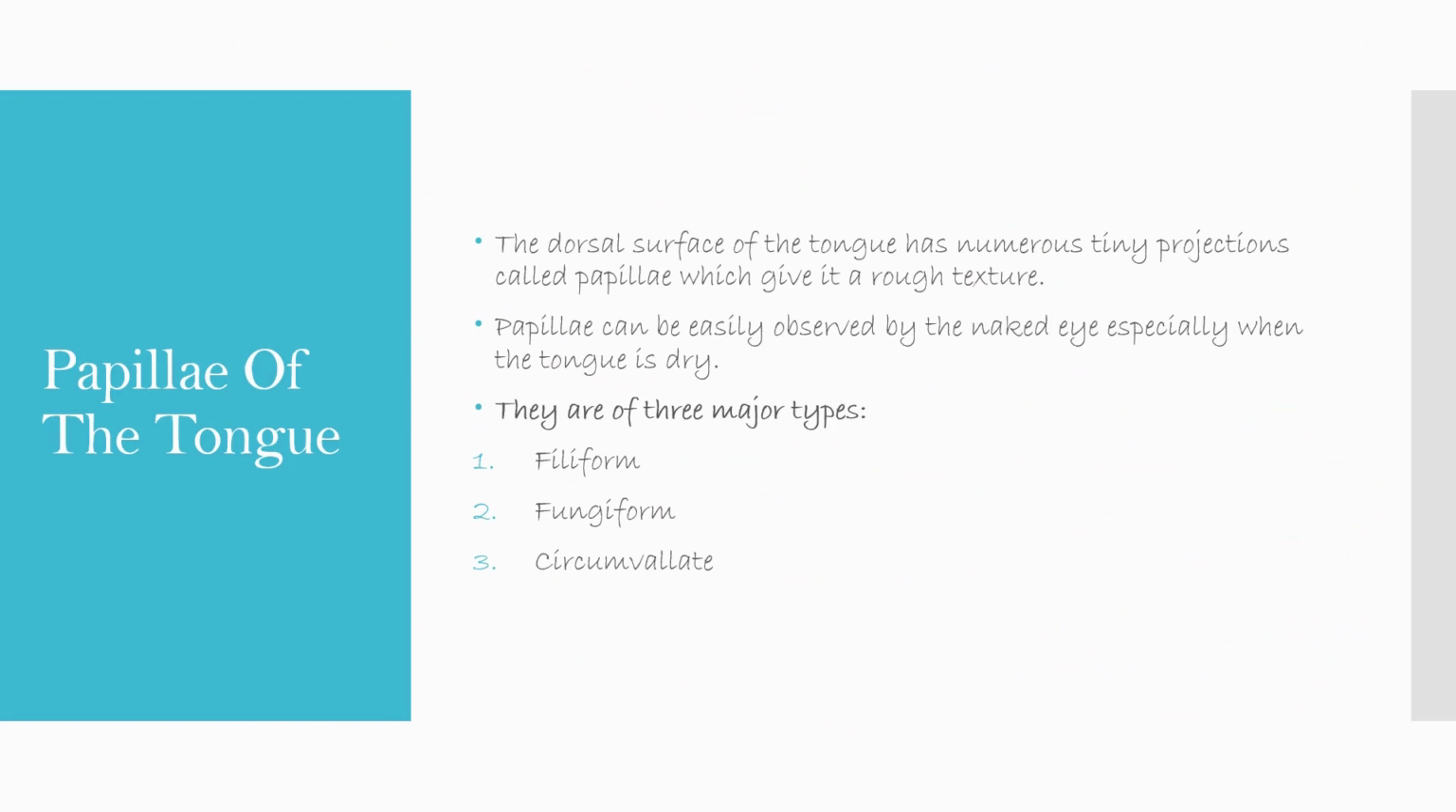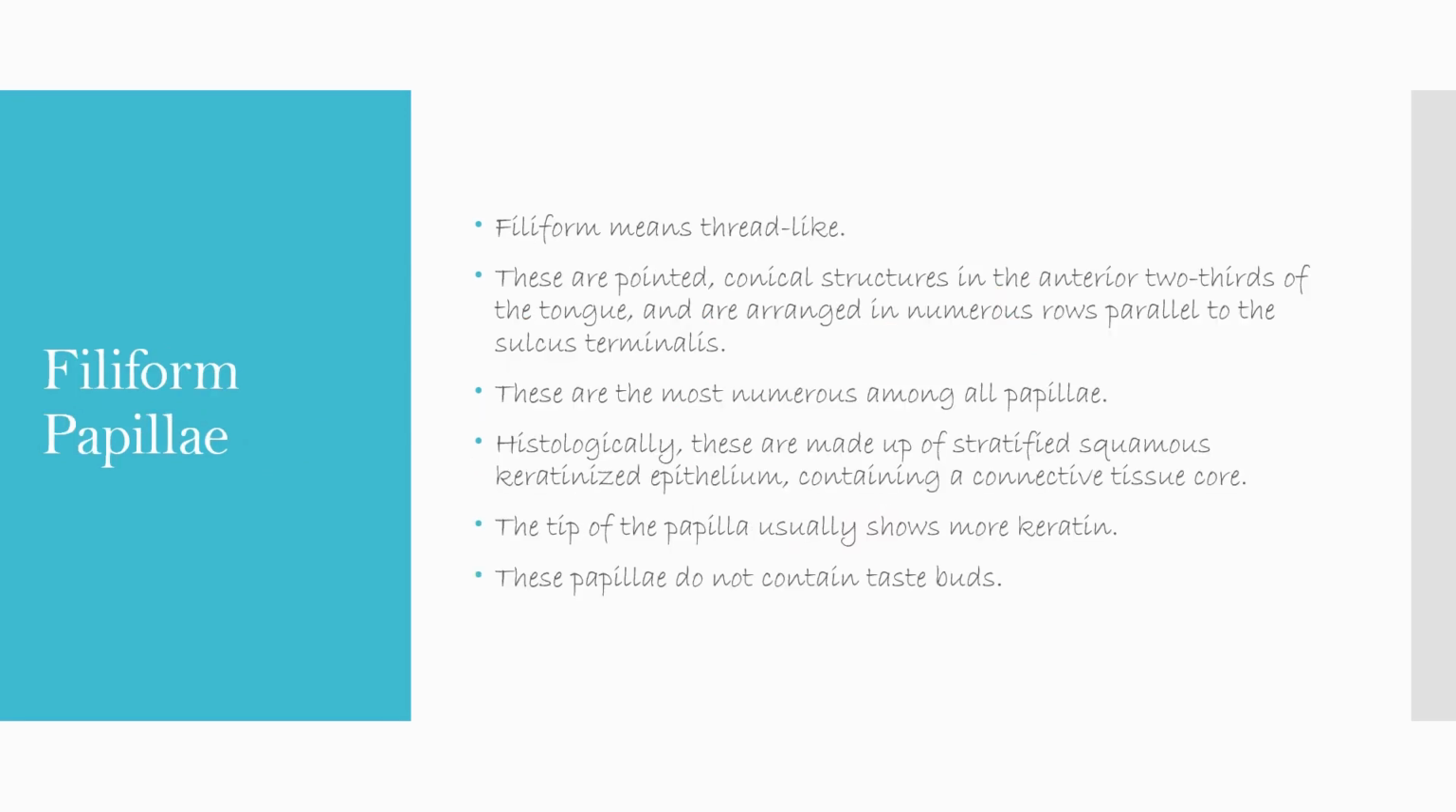Now the papilla of the tongue. The dorsal surface of the tongue has numerous tiny projections called papillae, which give it a rough texture. If you see a cow's tongue or a tiger's tongue, in the tiger's tongue the papillae are more prominent. You can Google it. Papillae can be easily observed by the naked eye, especially when the tongue is dry. Three major types: filiform, fungiform, and circumvallate.